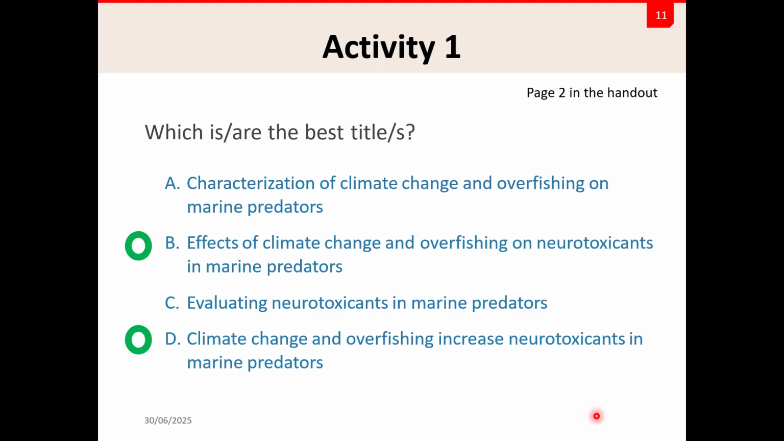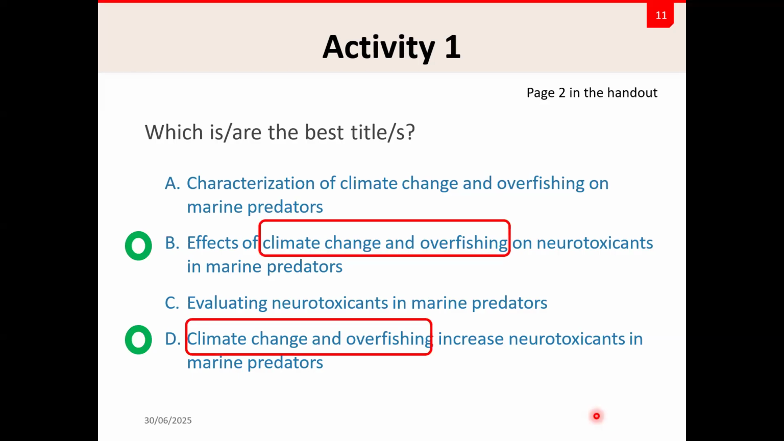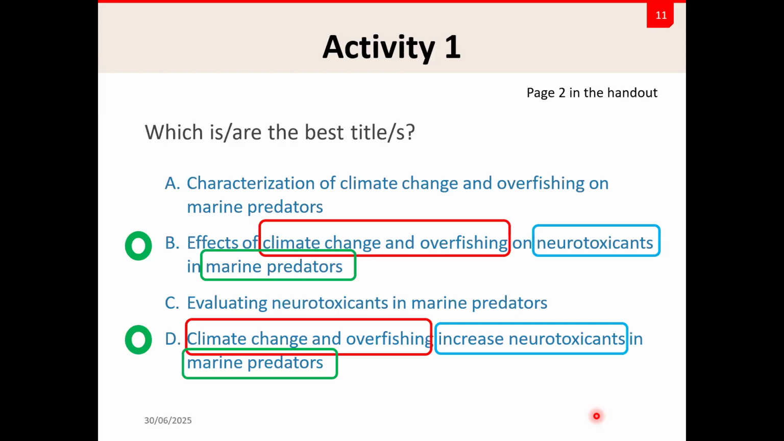Why are both correct? It says effects of climate change and overfishing on neurotoxicants in marine predators. So the variable in here is climate change and overfishing. And what is the sample in here? Sample is marine predators. And what is the outcome in here? Outcome is neurotoxicants. So in the case of D, it's more specific. It says increased neurotoxicants, which is very specific. So try to write a title which is very specific like B or D.